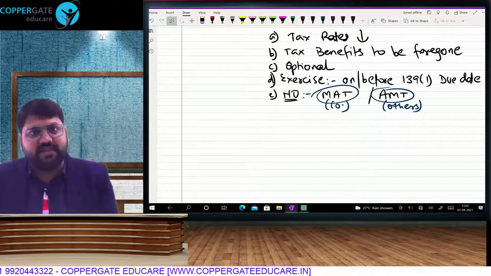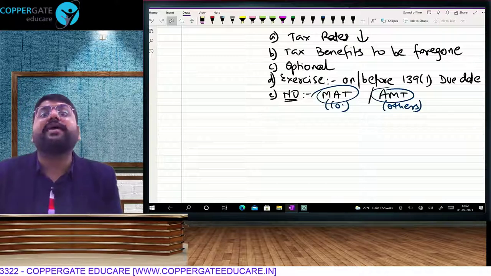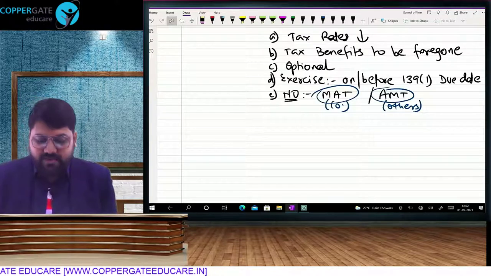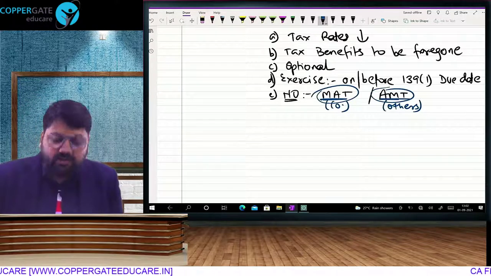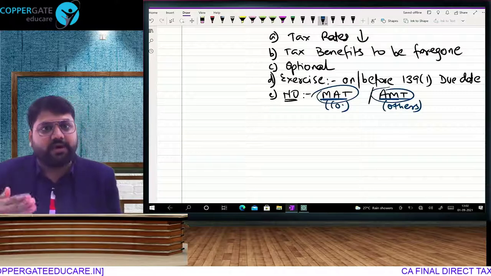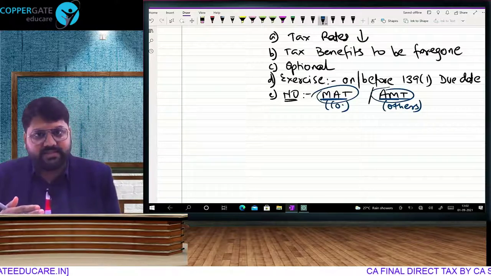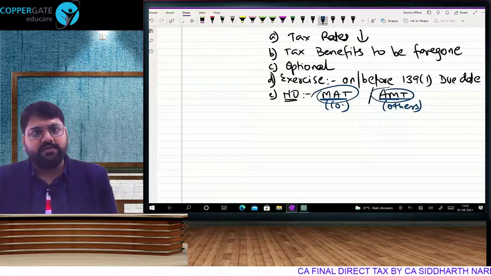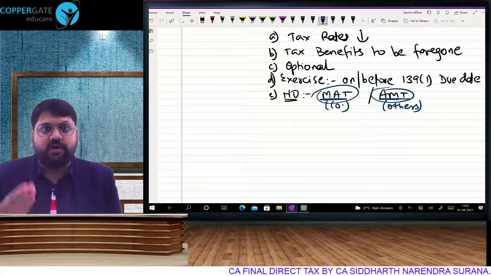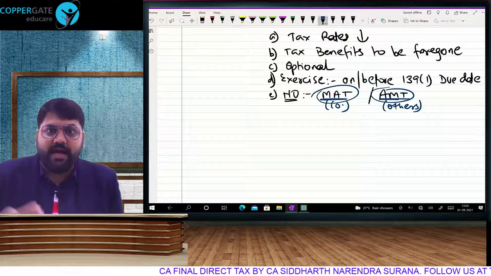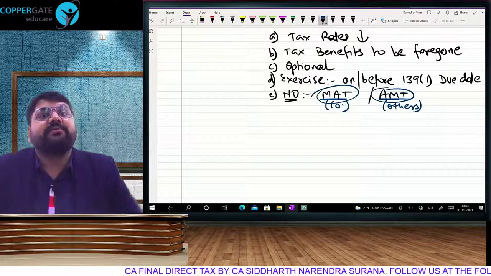The liability of other assessees is normal tax or AMT, whichever is higher. But in the new regime, AMT is not applicable. That means when I say MAT or AMT here, whichever is applicable: for company, MAT is applicable in old regime, but not applicable in new regime. And for other assessees, AMT is applicable in old regime, but not applicable in new regime. That's a second benefit, because sometimes it is possible that your MAT or AMT is higher than your normal liability, and being higher you have to pay that, but in the new regime it is not applicable only.